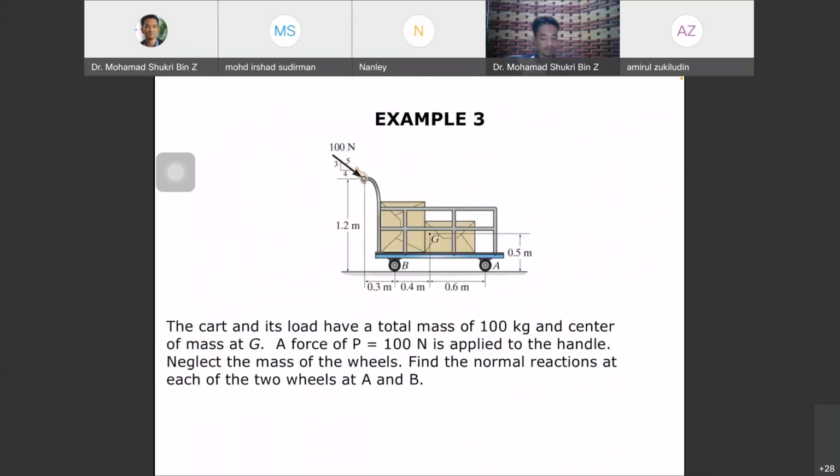For example, we have a car, and its load has a total mass of 100 kilogram and center of mass at G. A force of P equals 100 is applied to the handle. Neglect the mass of wheels. Find the normal reaction at each of the two wheels at A and B.